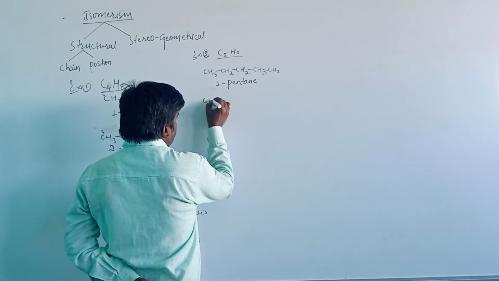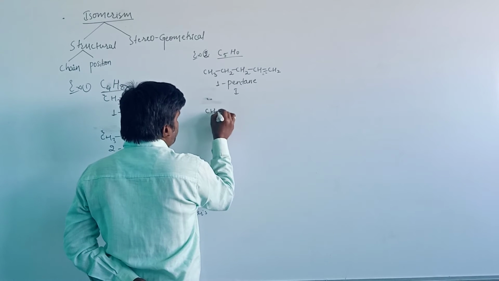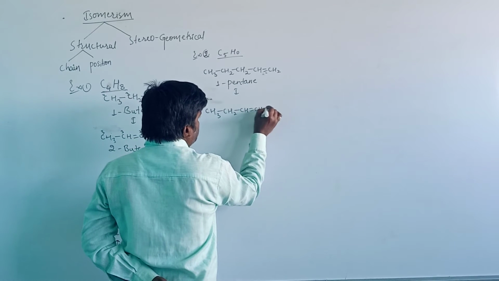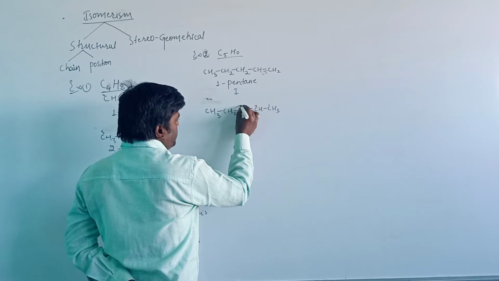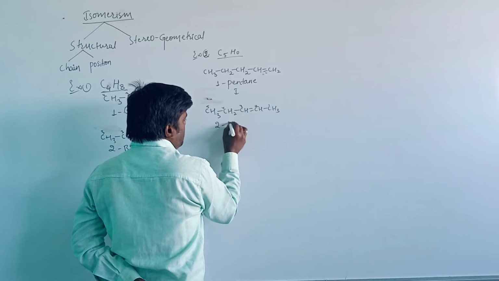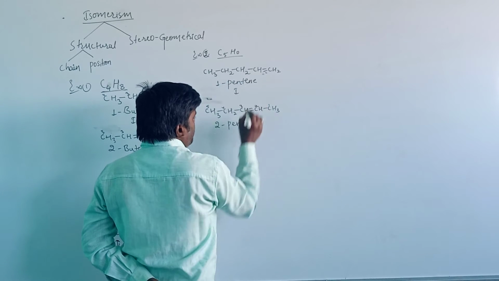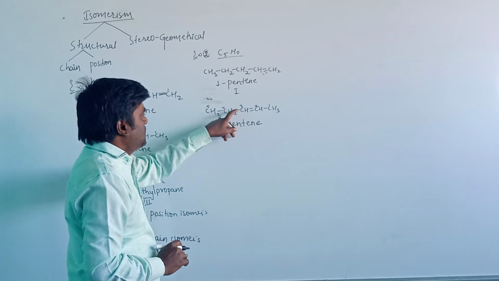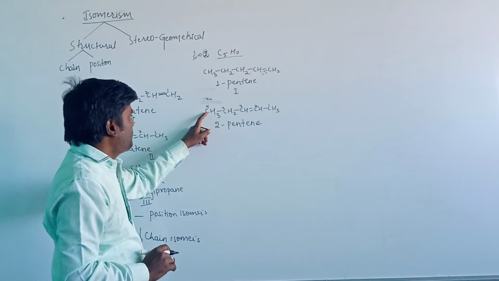Consider this one as structure 1. Then we can write CH3, CH2, CH double bond CH, CH3. Numbering 1, 2, 3, 4, 5, the position of the double bond is 2. Therefore, it is known as 2-pentene. Here the compound is 2-pentene, and we cannot take the third position. If it comes in the third position, then we start the numbering from this side.